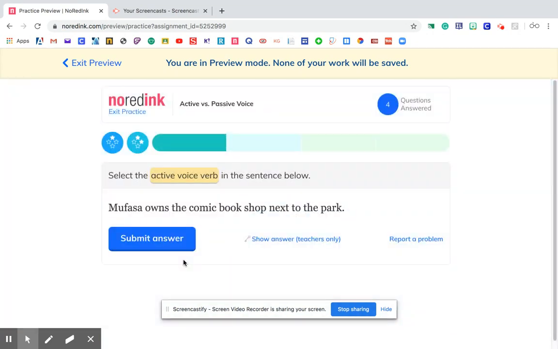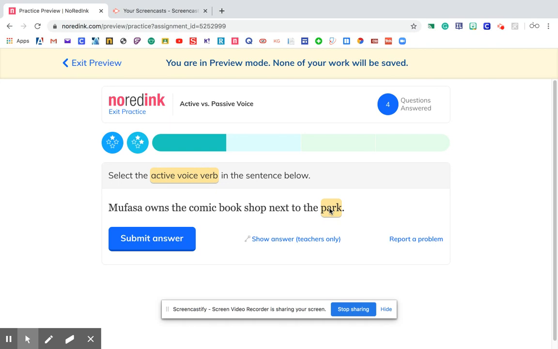So this is what your assignment is going to look like. Okay, so you need to make sure that you're paying attention to the instructions here. It says select the active voice verb in the sentence below. Okay, so when you look at this sentence, you notice as you hover over each word, you can click on that word and then submit your answer. But you want to make sure that you are clicking on the correct word.